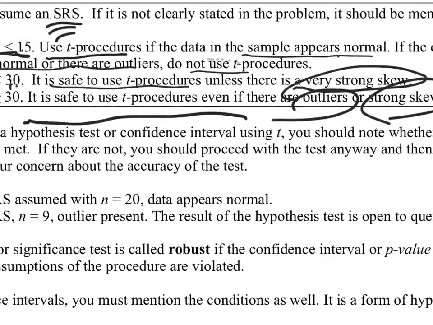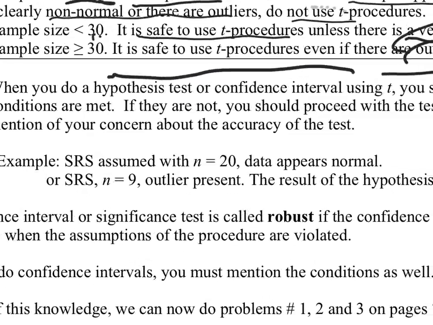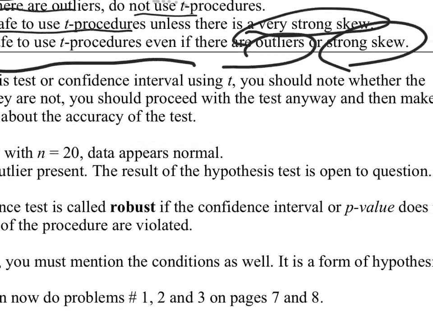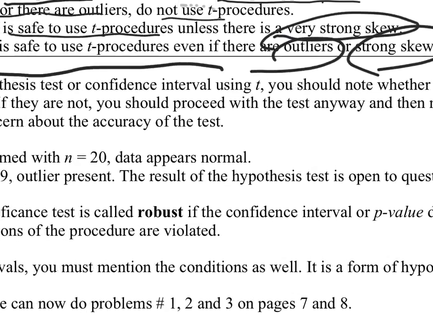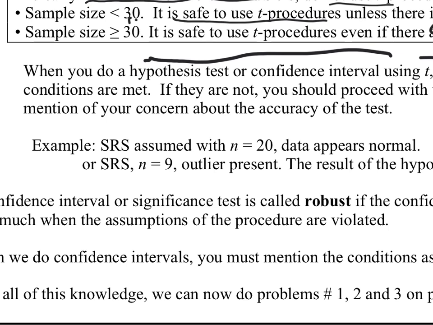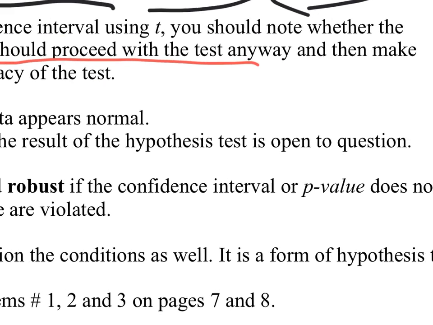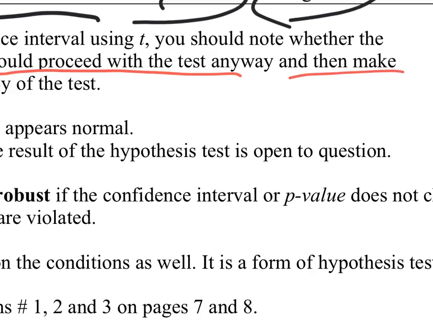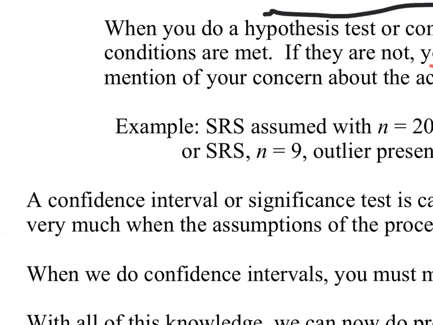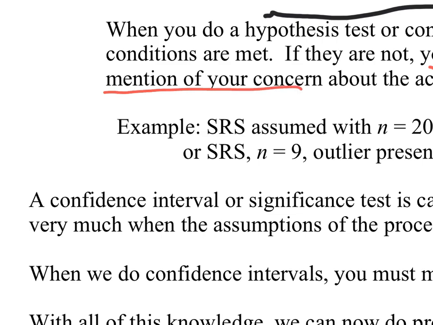Now he says, when you do a hypothesis test or confidence interval using t, you should note whether the conditions are met. If they are not, you should proceed with the test anyway, and then make mention of your concerns about the accuracy of the test.